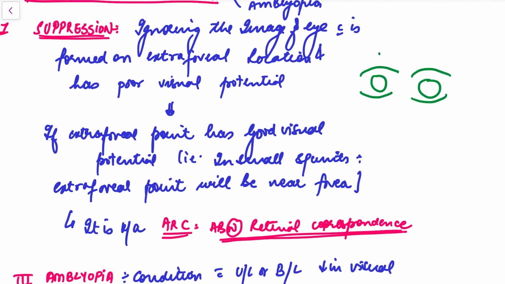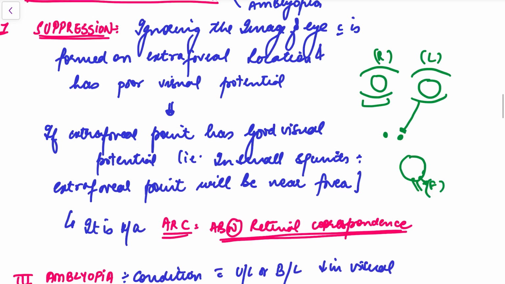This is the right eye, this is the left eye. So this is the object of interest. So if the right eye is pathological and the left eye is normal, the left eye is focusing normally on this point, but the right eye is not able to focus, so it will focus on the retina, like this is the retina of the right eye. So this is the fovea, so it will focus somewhere here or somewhere here, but it will not focus on the point of interest, that is on the fovea.